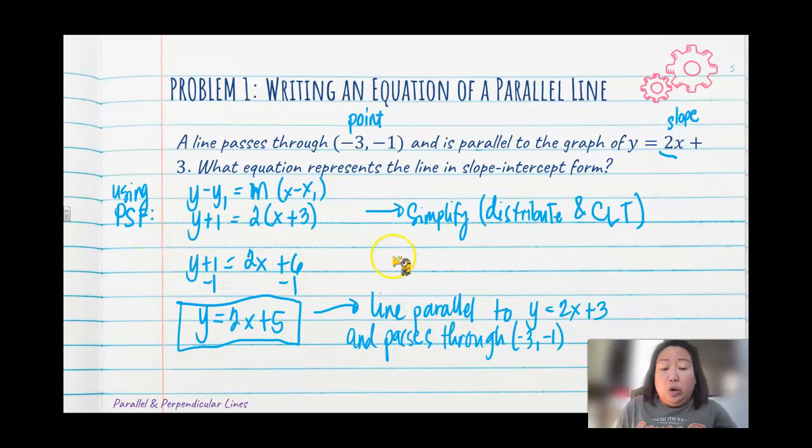And then after that, you combine like terms. You have to subtract 1 on both sides. And so the equation of the line that is parallel is y equals 2x plus 5. And this line definitely passes through (-3, -1). Okay?